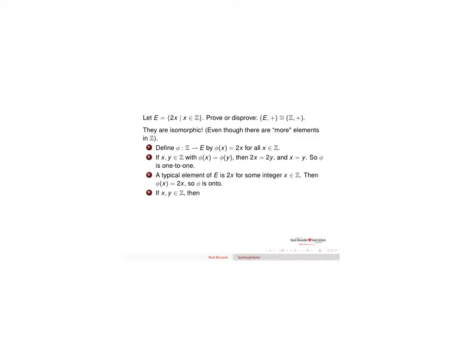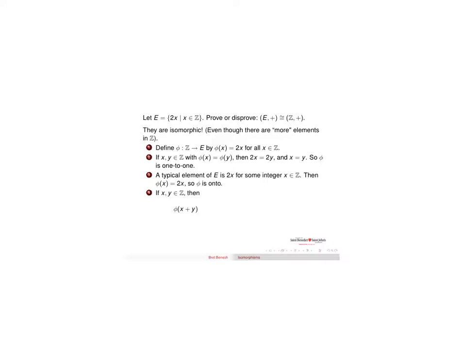we're going to define phi from the integers to the evens by doubling the integer. The input can be any integer, and the output will definitely be even. It's one-to-one and onto, so let's show one-to-one. Assume that we have this definition of phi. This won't be too hard. So 2x is a typical element of E. What maps to 2x? x maps to 2x. So phi is onto.